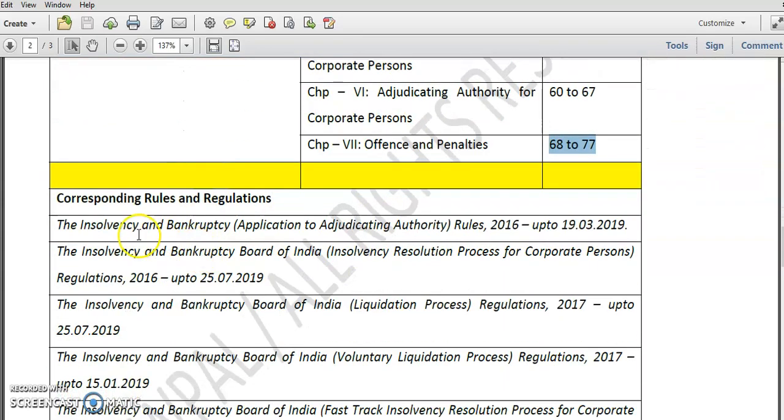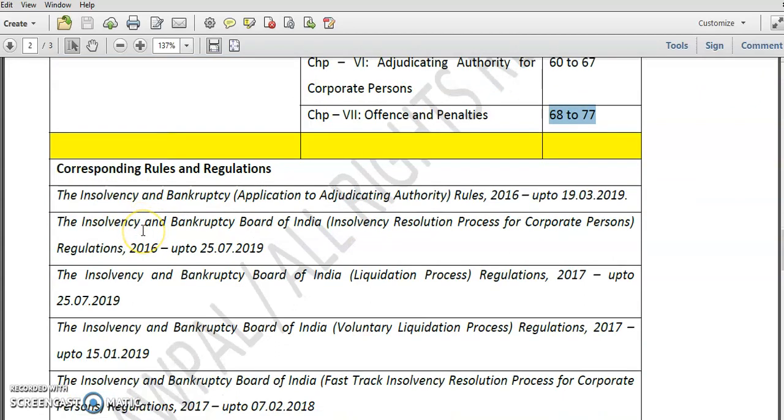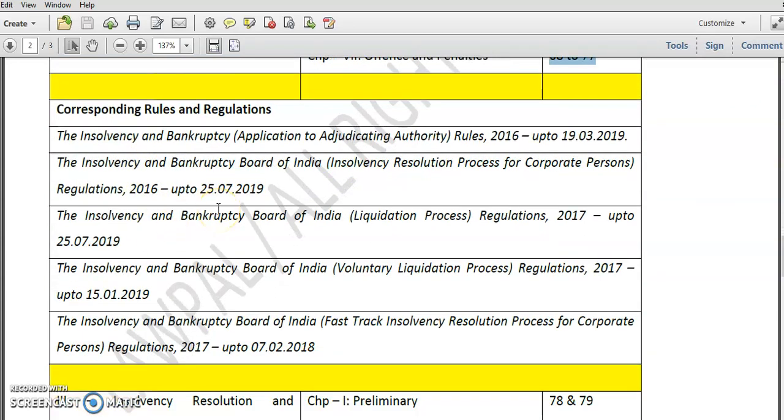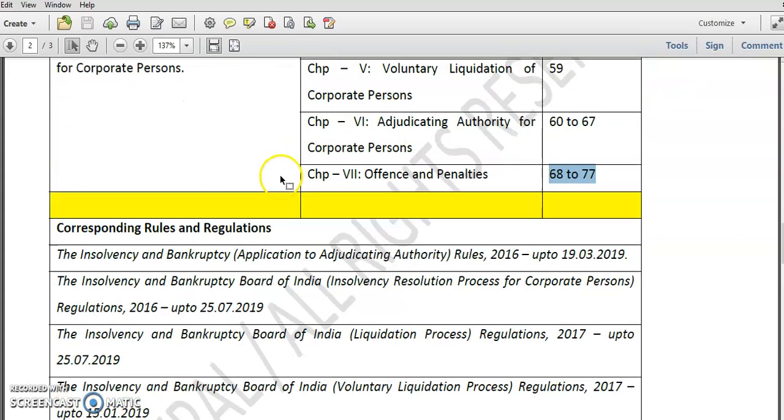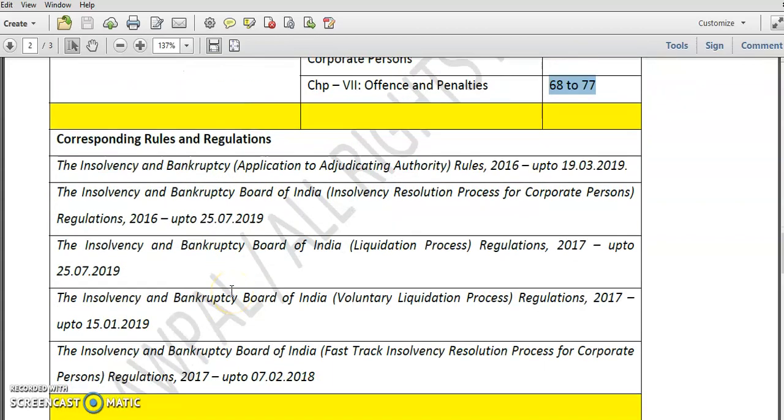Now these are the corresponding rules and regulations. If you remember, in my earlier video I told you that along with the sections, we have to read the corresponding rules and regulations to understand what is the law and what is the complete set of procedure to be followed. The first is the Insolvency and Bankruptcy Application to Adjudicating Authority Rules 2016. These rules will have the formats and application, how the application is to be made to the adjudicating authority, what is the procedure. So these rules will guide us on those aspects.